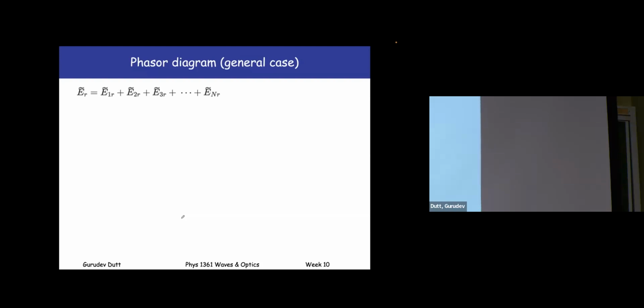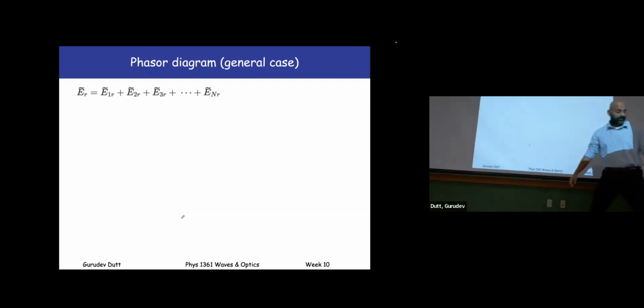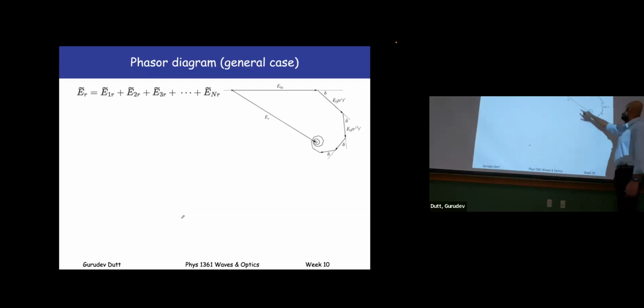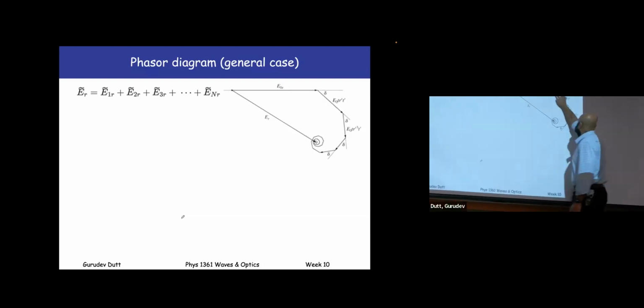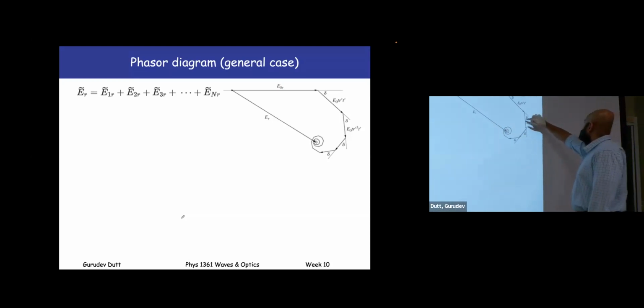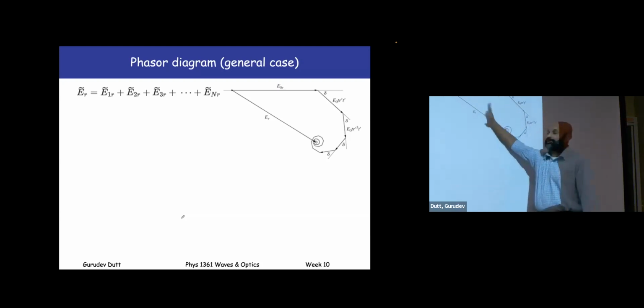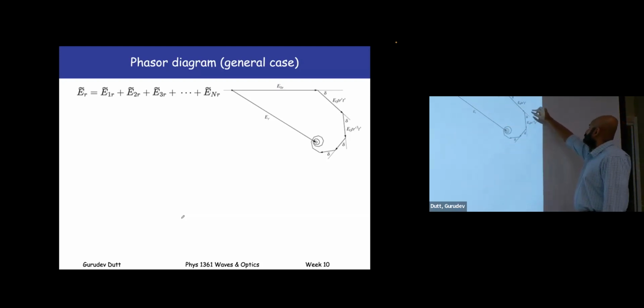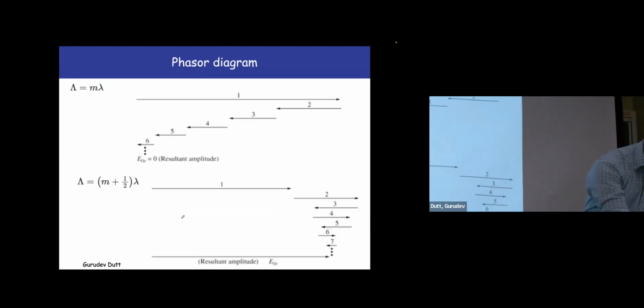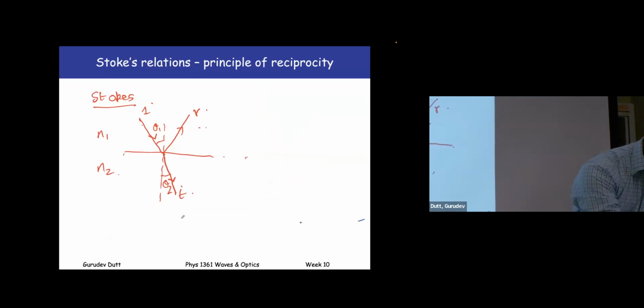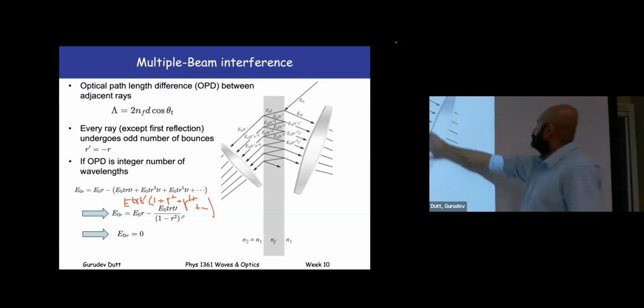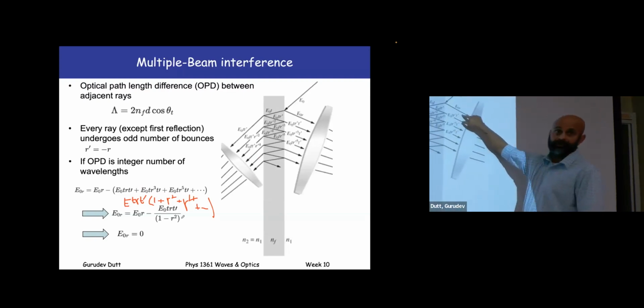So the first phasor is E1R, the second phasor is E2R, E3R, up to ENR. So again, I draw the first phasor, which is just E0 times R. Okay, so that's already there. The second phasor is E0T R prime T prime. Sorry, just going backward a few slides, you'll see that: E0R plus E0T R prime T prime.